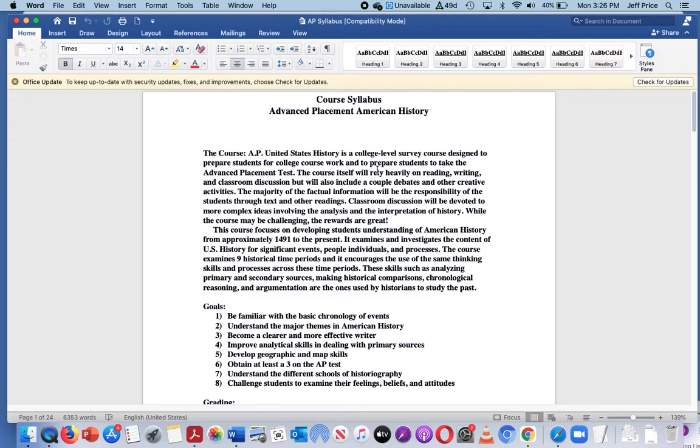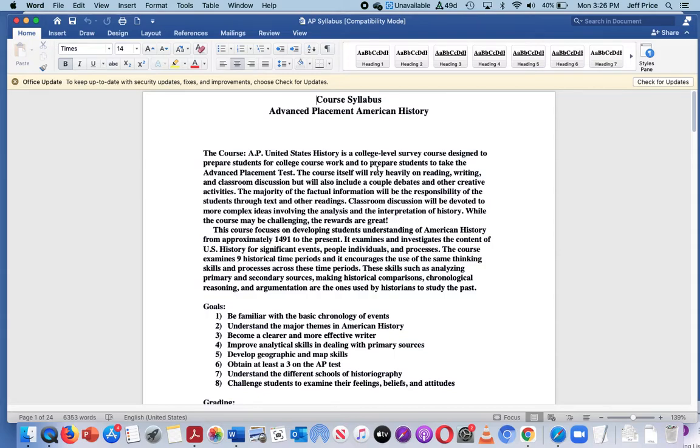To let you know, this is a college level survey class, so we cover things very broadly through American history, but also in a lot of depth. One of the things that means is that there's a lot of content. But as it says there, it's going to rely heavily on reading, writing, and classroom discussion. We'll also do some debates, some critical thinking activities, some creative activities along the way.